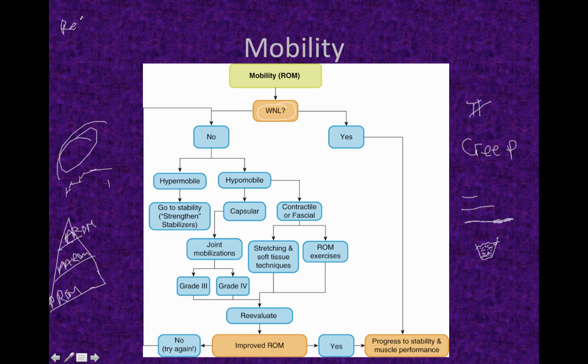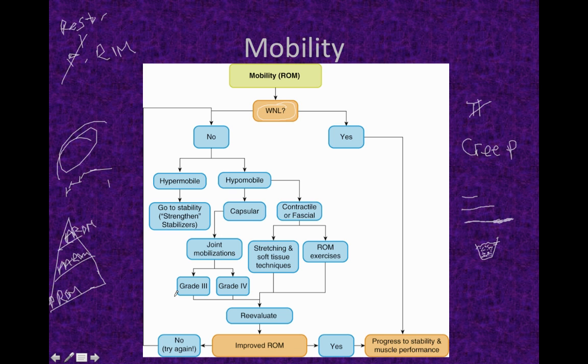The goal for mobility, so the overall goal, is to establish and restore full pain-free range of motion. Full pain-free range of motion is the goal when you're working on mobility. This includes your passive, active assisted, and active range of motion, but also joint mobilization, which is where you start to work on those accessory joint motions.